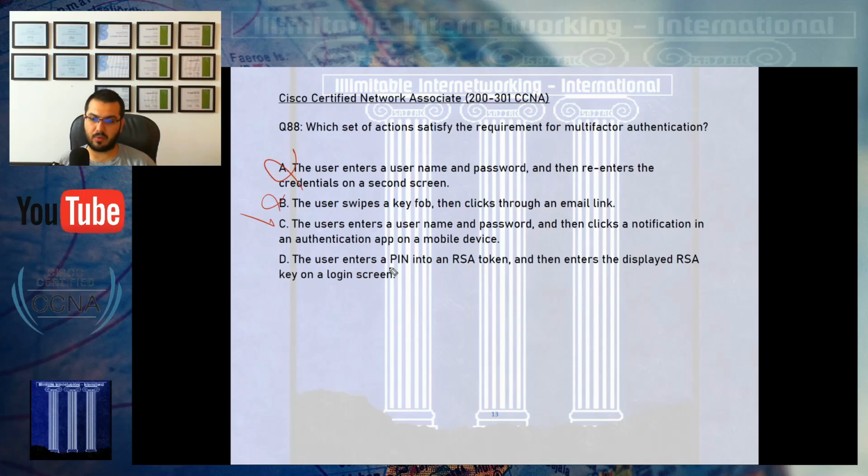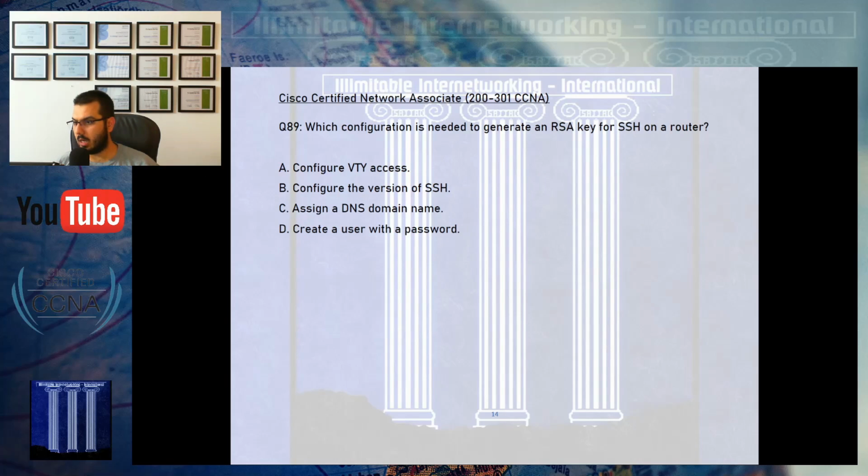Or the user enters a PIN into an RSA token and then enters the displayed RSA key on the login screen. Okay, this one is definitely correct, so I will neglect the other one because C is correct. Okay, so this will be 88. Now 89.